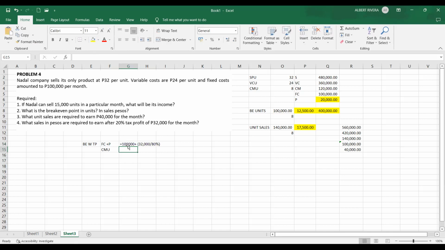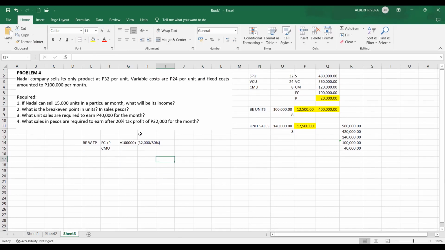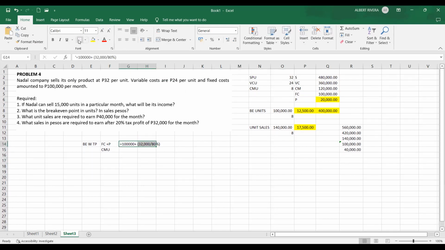Okay. Have your fixed cost of 100,000 plus 32,000 divided by 80%. This is your numerator divided by the CM per unit. The CM per unit, that is 8. Can you please get what is the amount here in units? So that should be 32,000 divided by 80% plus 100,000 divided by 8. So that will be your break-even point with target profit of 32,000 after tax in units.